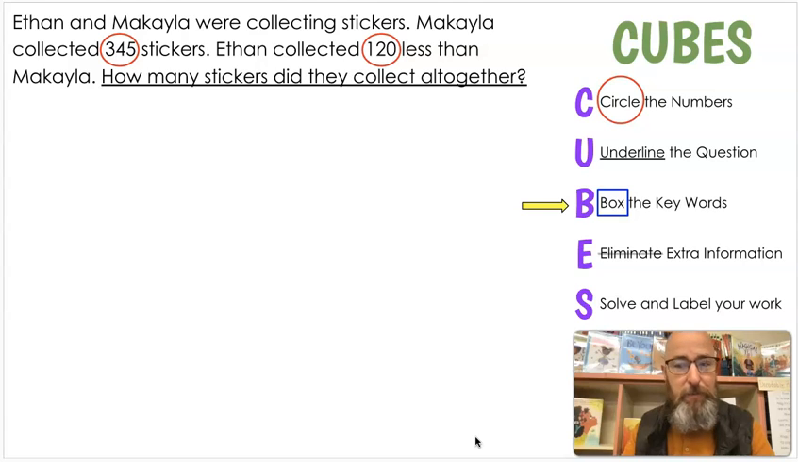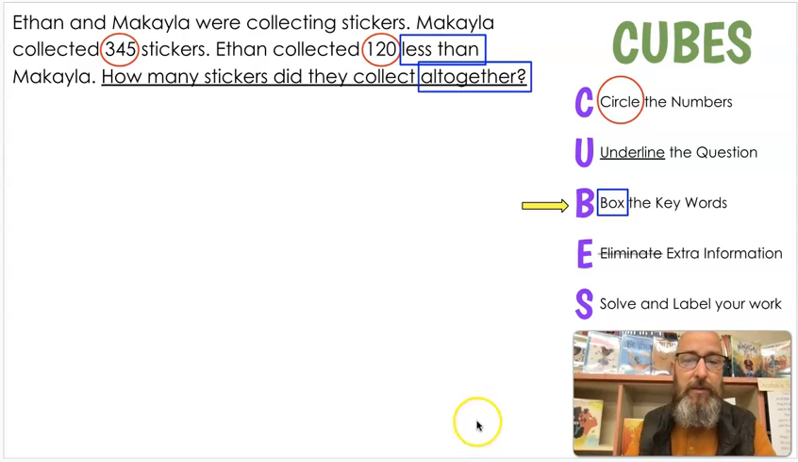Box the keywords. Be careful on this one. We have 2 sets of keywords. Ooh, that might give you an idea of what we're going to need to do. I have less than and altogether. I wonder if I need them both. Here's a clue. You will.